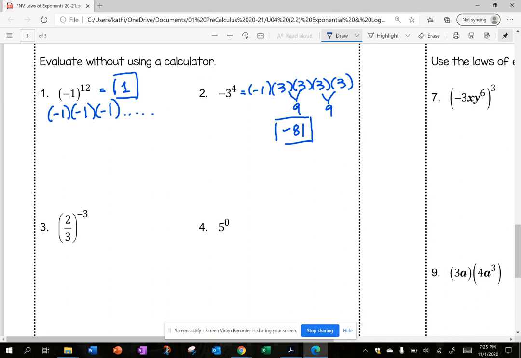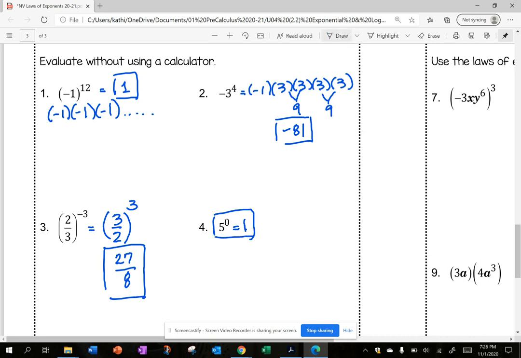All right, number 3. When I'm raised to a negative power, I can flip my fraction. So this is 3/2 to make my exponent positive. Now I can evaluate 3 cubed is 27 and 2 cubed is 8. 5 to the 0 power is 1. Anything raised to the 0 is 1, except 0, which is undefined.